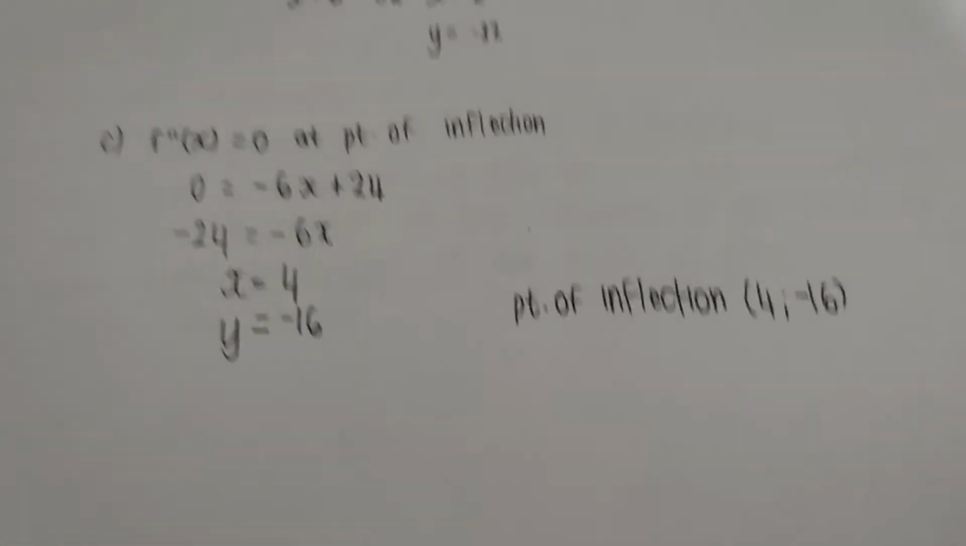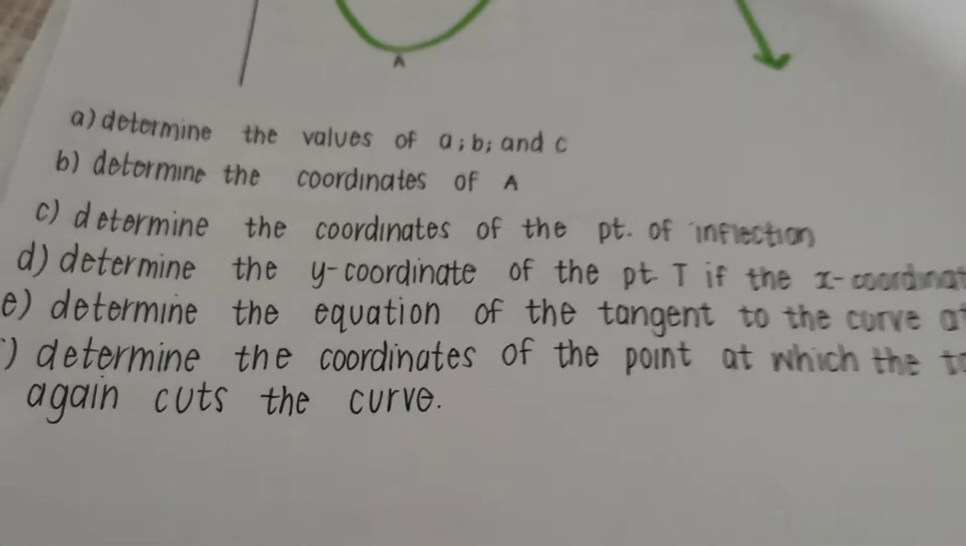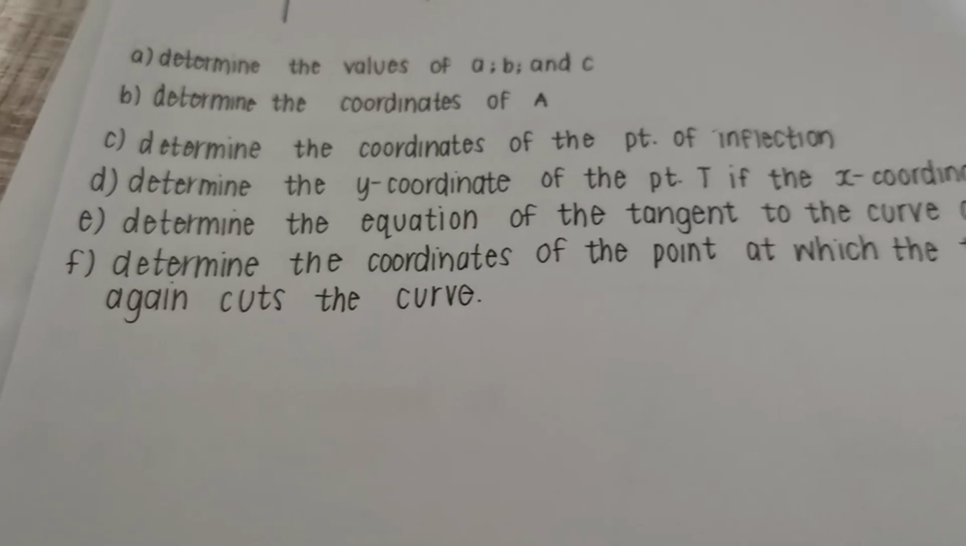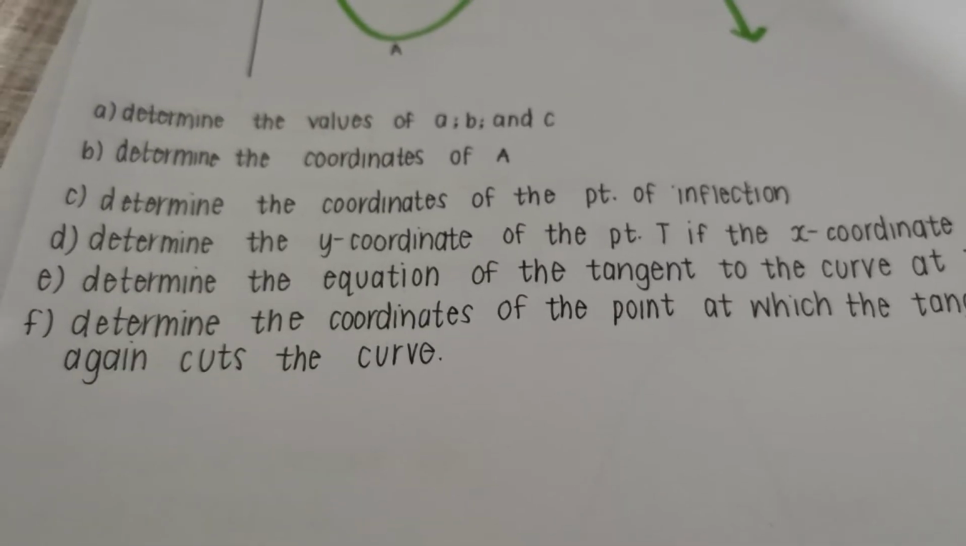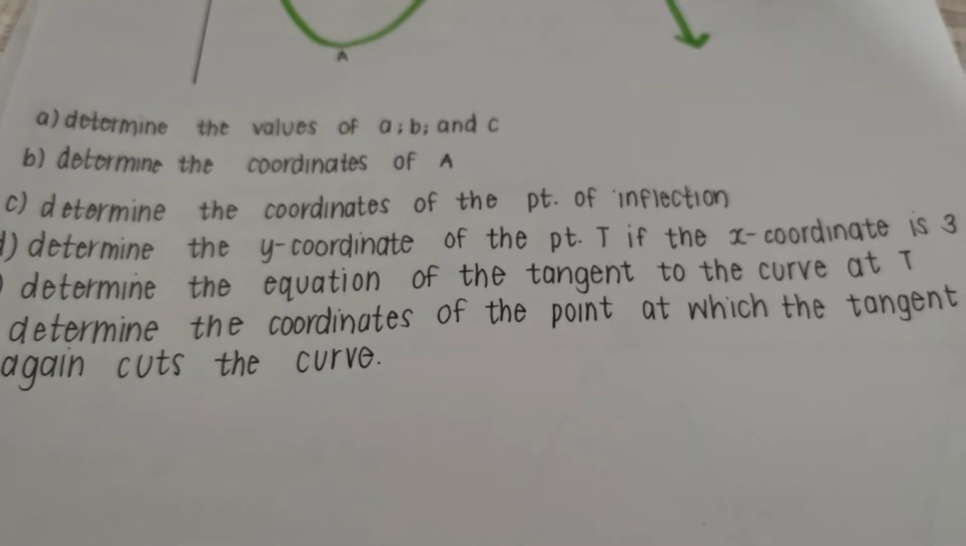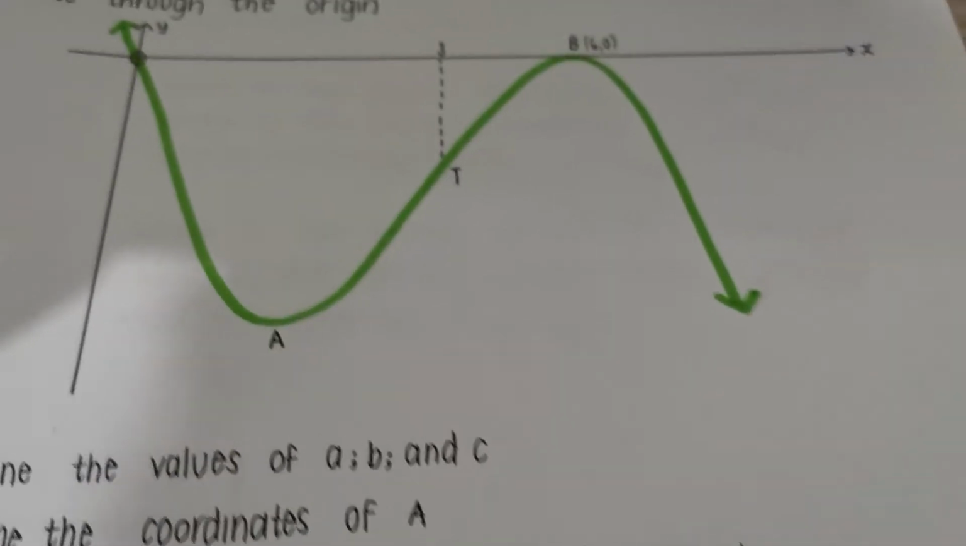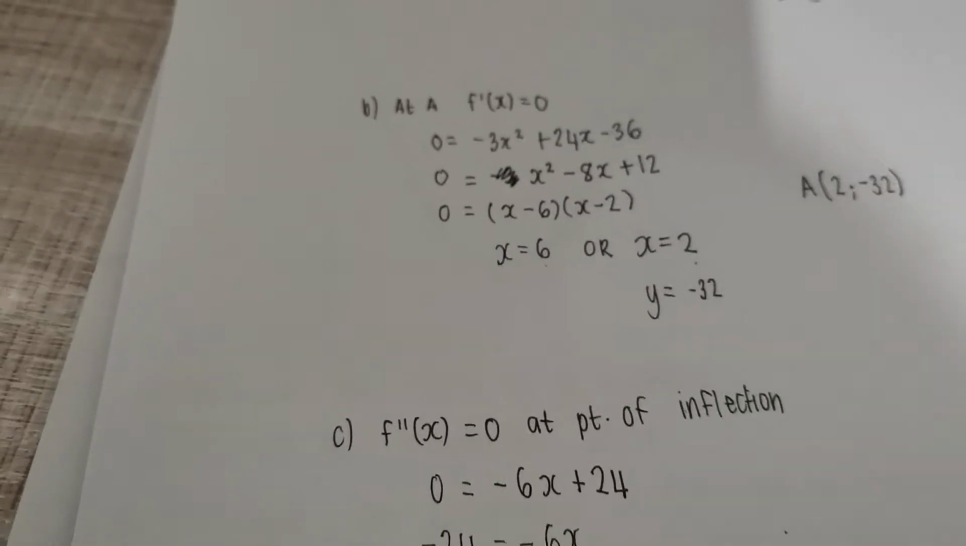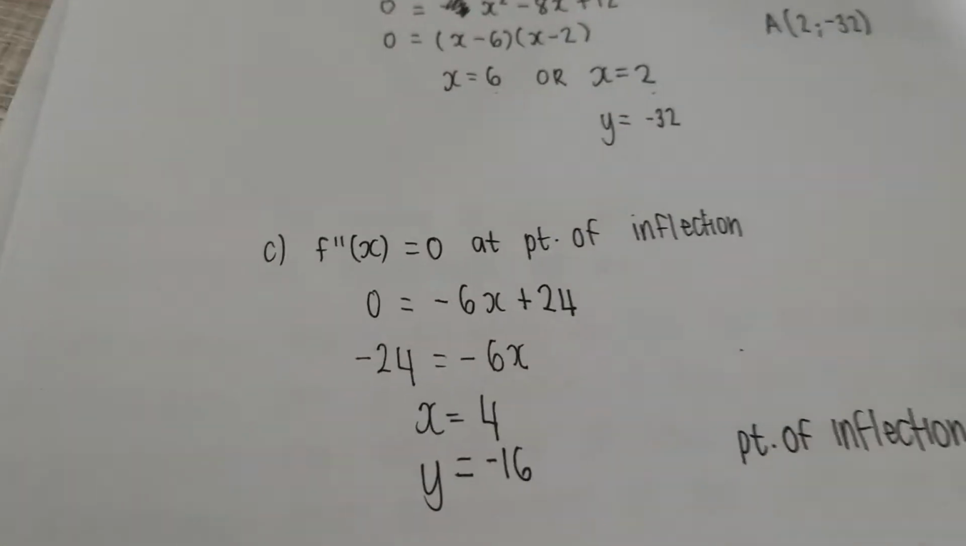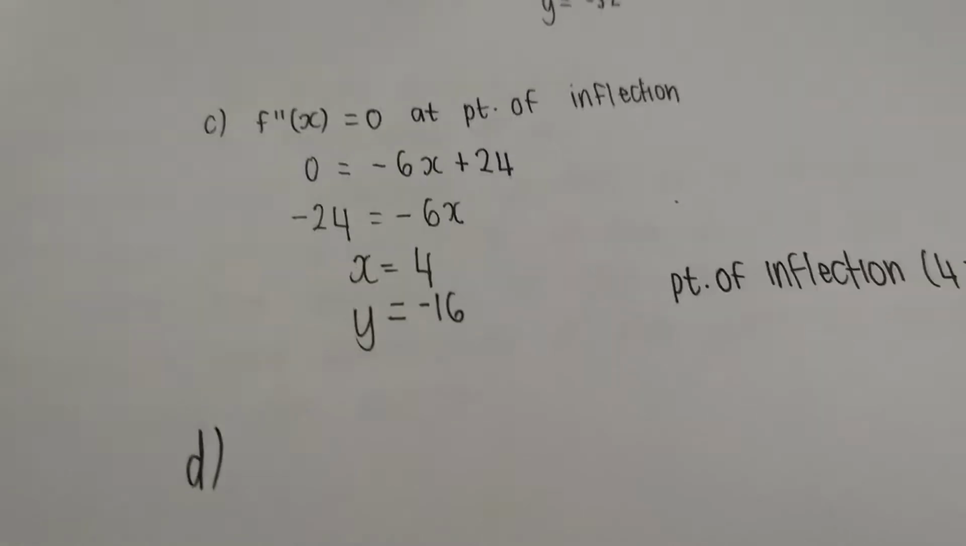Okay. Next question. It says determine the y coordinate of the point D if the x coordinate is 3. So there it is. We need to figure out what the y coordinate is. That one's quite simple. All you're doing is substituting that 3 into the equation.